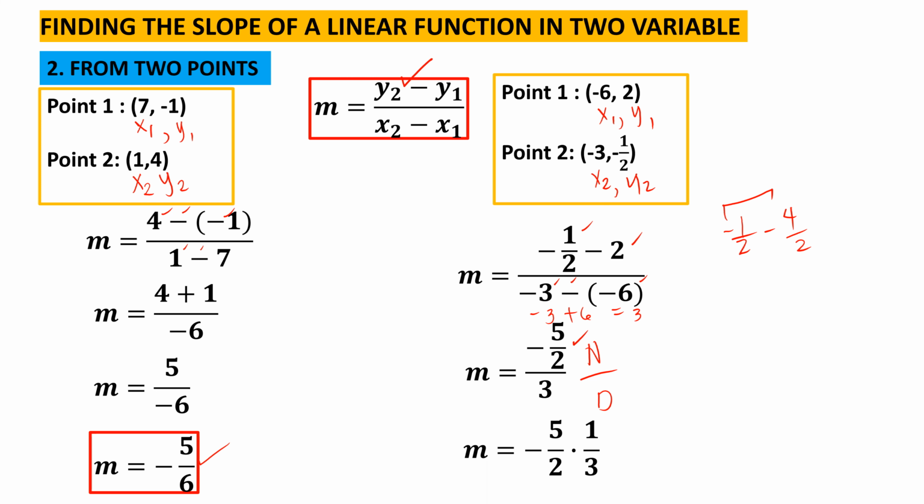The negative 5 halves will be rewritten because division of fractions says that we just simply copy the numerator and then multiply by the reciprocal of the denominator, so 1/3. So therefore, what is its final slope? The final slope is negative 5 over 6.